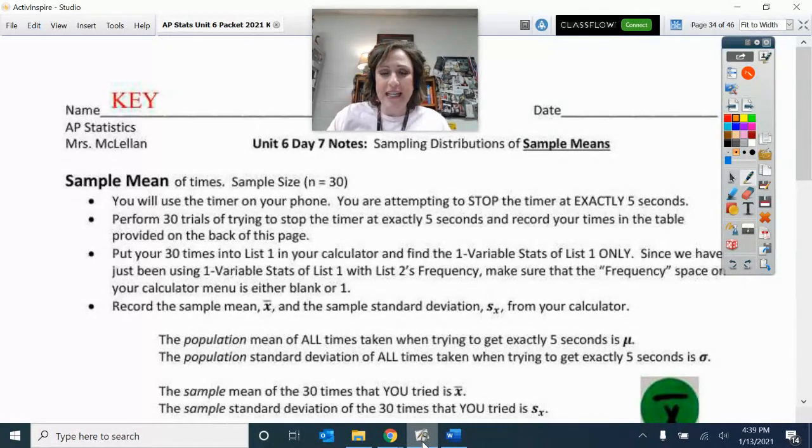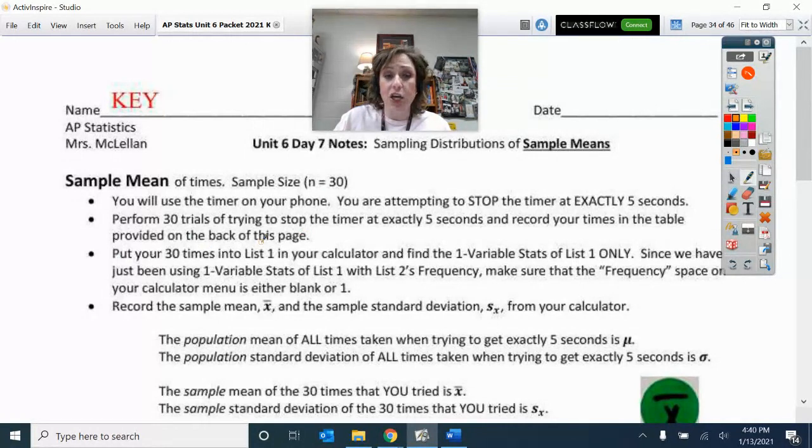So here is your data collection, and everybody can do this, even if you're at home. We want to just see how you do. All right, you're going to use the timer on your phone, and you are going to attempt to stop the timer or the stopwatch at exactly 5 seconds. So you're going to perform 30 trials because our sample sizes all have to be the same when we make a sampling distribution. And that is because it's kind of like common denominator type idea. We can't have willy-nilly all these different sizes of samples to make a distribution. They want to be same denominator, same size sample. All right. So put your 30.